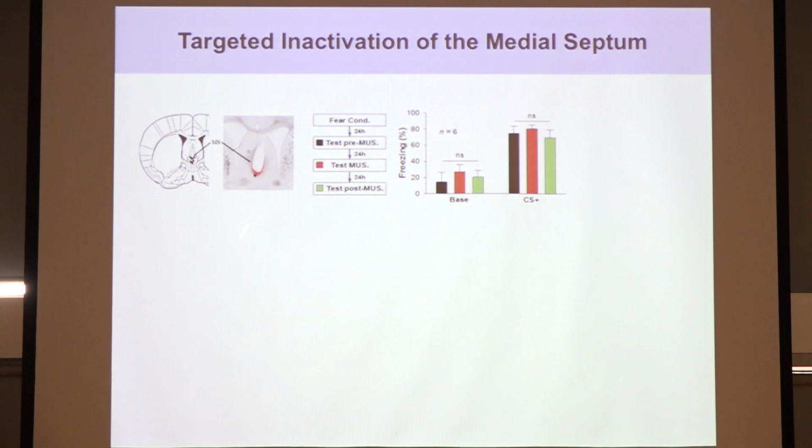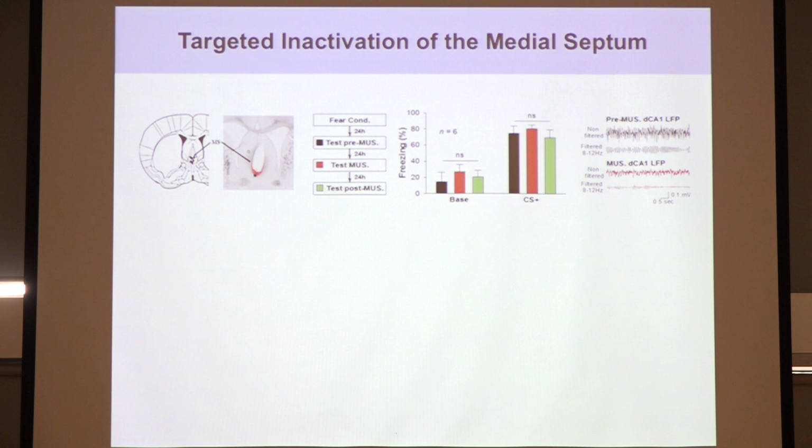This is the cannula track, and we injected fluorescent muscimol in the medial septum, and we performed the following experiment with fear-conditioned animals. We tested the animal before muscimol injection, during muscimol injection, or after muscimol injection. And these are the behavioral results. Following conditioning, all the animals were conditioned independently of the group, so the muscimol had no effect on the behavior.